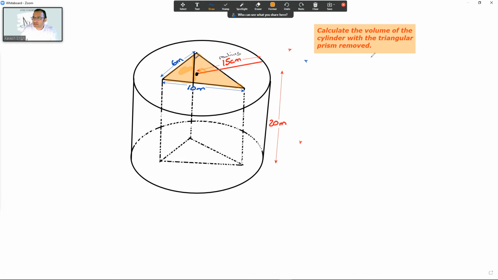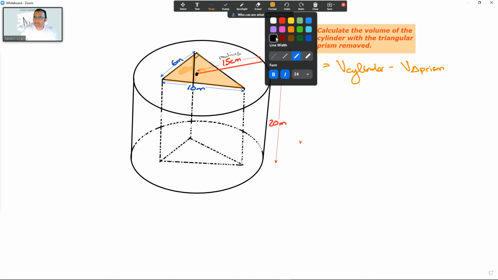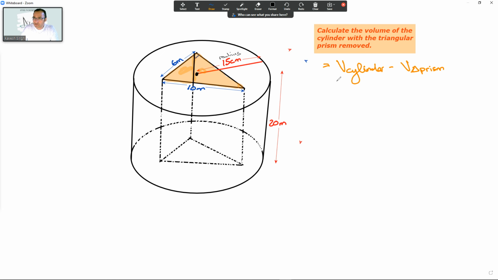So remember, this is going to be calculated by volume of cylinder minus volume of triangular prism. Okay? So that's what we want to calculate. The volume of the cylinder is given by pi multiplied by radius squared multiplied by depth, or the height.